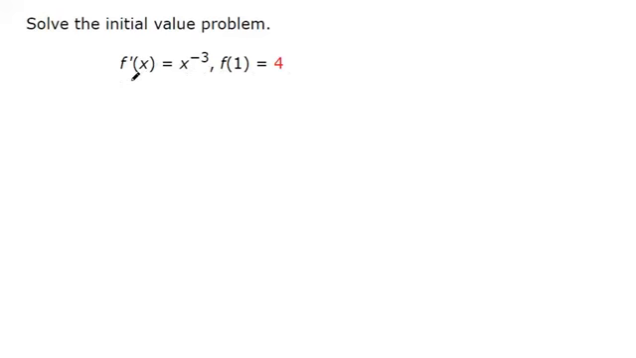We're told the derivative of a function equals x to the negative third. That means there was some original function. We don't know what it is. Original function, so that we took its derivative and it came to be x to the negative third. So you've got to think about negative exponents and what happens with them.